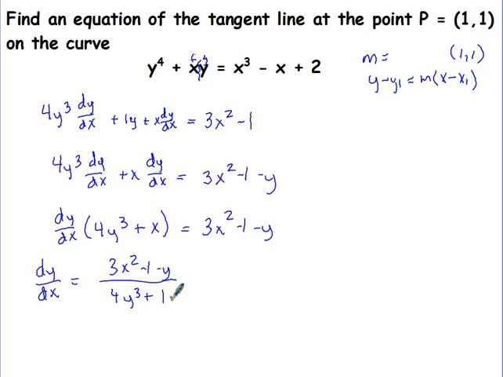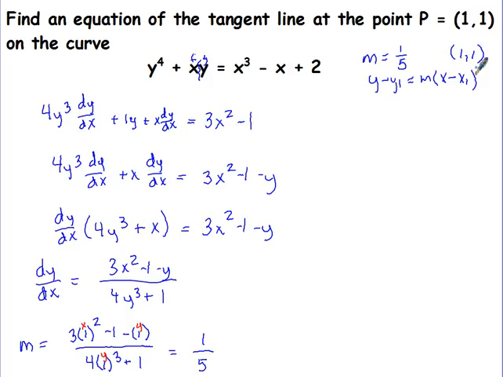Remember, this represents the slope of a tangent line at any point. More specifically, the point (1, 1). So it would be 3 times 1 squared minus 1 minus 1, over 4 times 1 cubed plus 1. Notice, this is my x, this is my y, because I know what those are. You can put this in your calculator, or just do it in your head. 1 cubed is 1, times 3 is 3, minus 1 minus 1, that's a 1, over 1 cubed is 1, times 4 is 4, 4 plus 1 is 5. So I have a slope of 1/5.